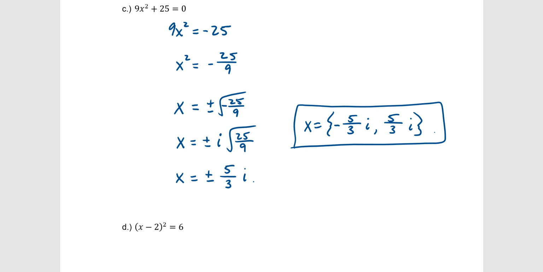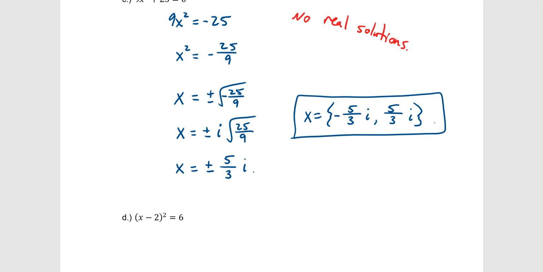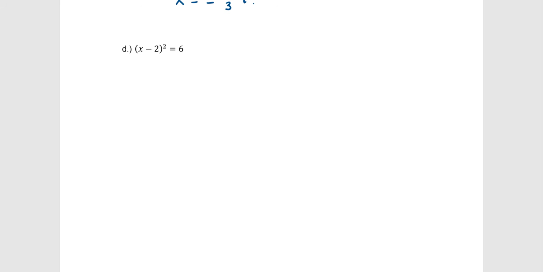So definitely a little bit messy for this one. We get those two answers, negative 5/3 i and 5/3 i. So for this one, there were no real number solutions. So we say no real solutions. Our answers were imaginary solutions. Okay, so one more for this part.